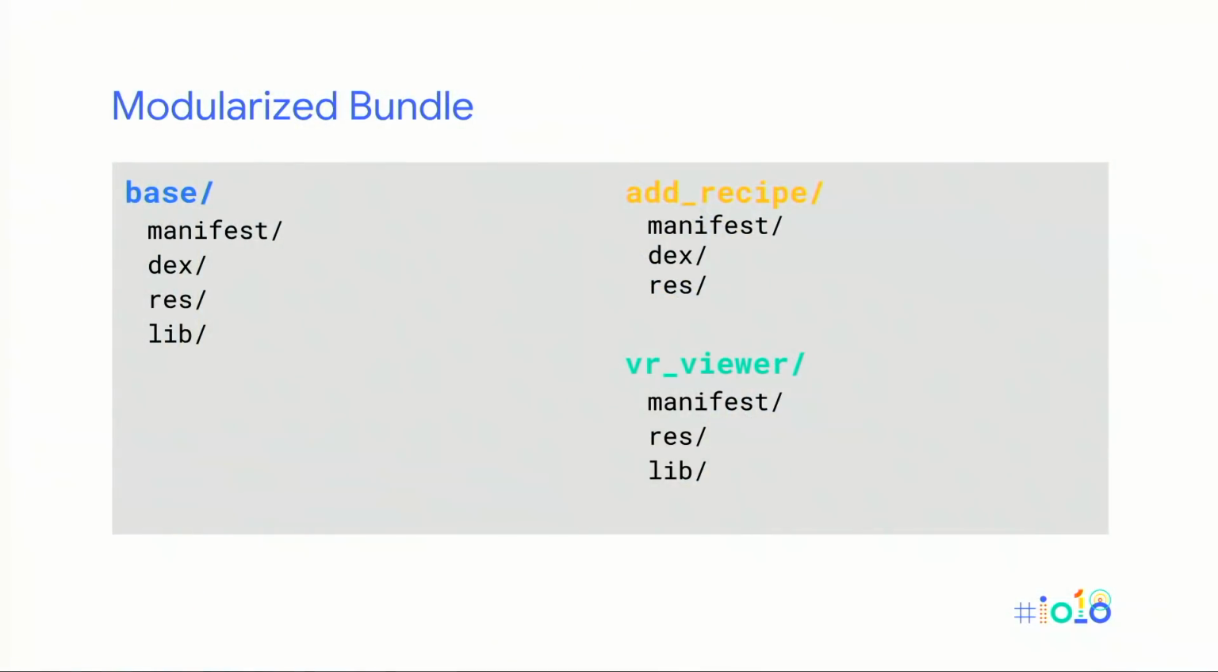Once you've decided which feature to create, this is how it should look in the app bundle. In addition to the base directory, there are now also separate directories for each of the modules of the app. The format of these directories is exactly the same as the format of the base that I covered earlier.